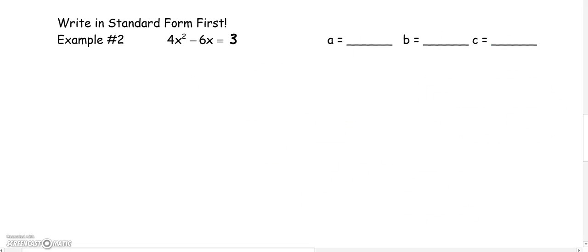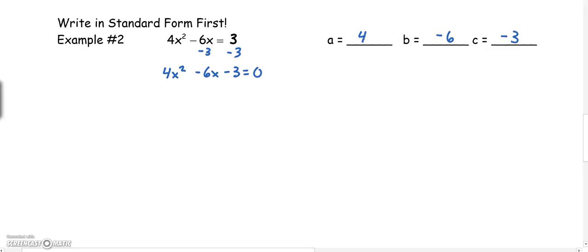In example 2, before we do the quadratic formula, we have to get this in standard form. So standard form means that everything is on the same side together and that the coefficient from the x squared is constant. So I'm going to move over this 3 by subtracting it from both sides. So I now have 4x squared minus 6x minus 3 equals 0. So I'm going to identify my a, b, and c. My a is the leading coefficient in front of x squared, which is 4. B is the coefficient in front of the x, which is negative 6. And c is my constant, negative 3.